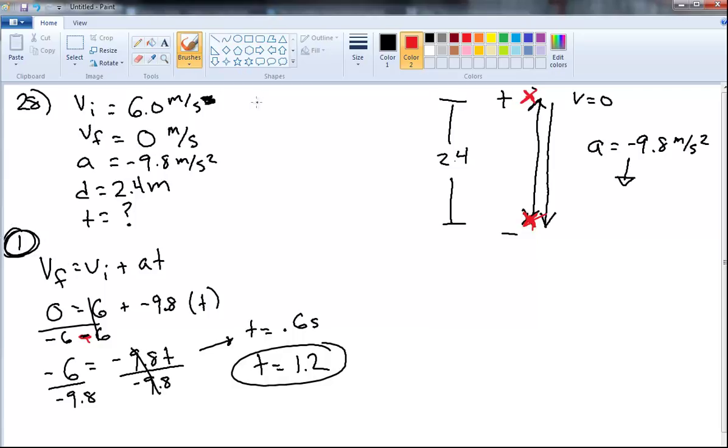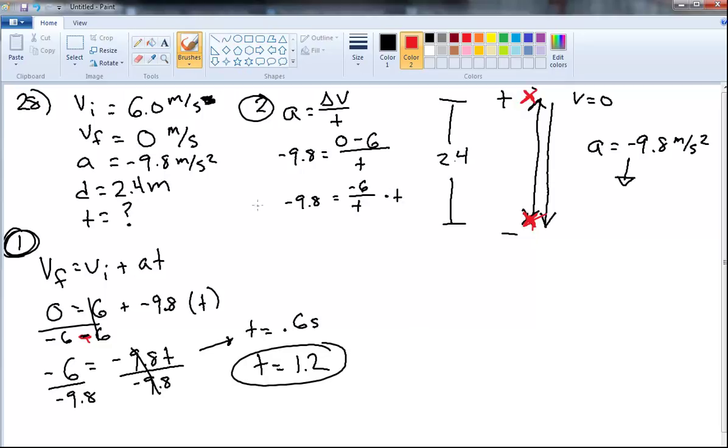But now this is one way to do it. A second way that we could do this is we could use our acceleration formula. In this case, acceleration is equal to delta V over T. Acceleration, I know it's supposed to be negative 9.8. Delta V is the final minus the initial. The final was 0. The initial was 6. T is the unknown. So I have negative 9.8 is equal to negative 6 over T.